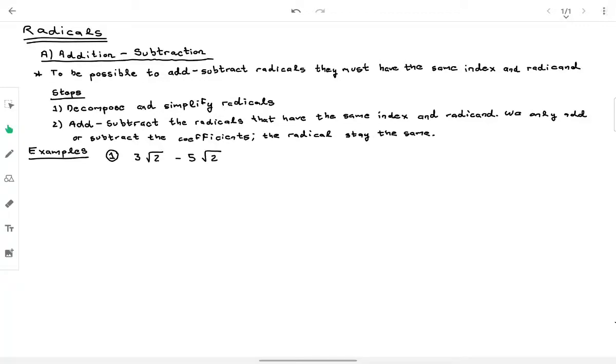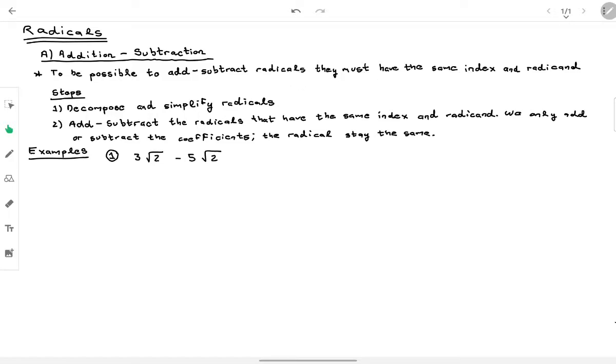So today we will continue with the topic of radicals, and today we are going to start with those mathematical operations with radicals. The first one we will see is addition-subtraction. So the first thing that we need to see here is that in order to be possible to add or subtract radicals, they must have the same index.